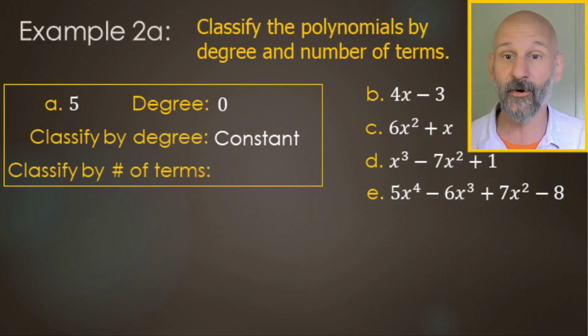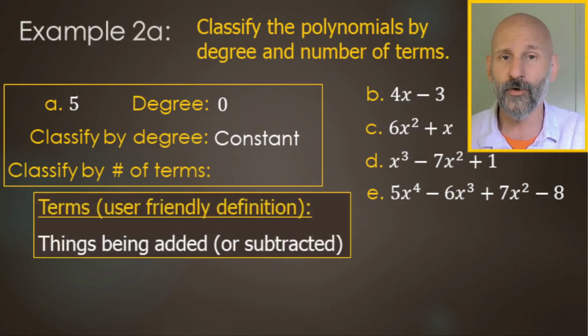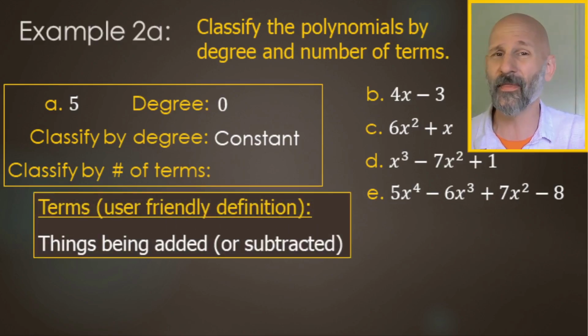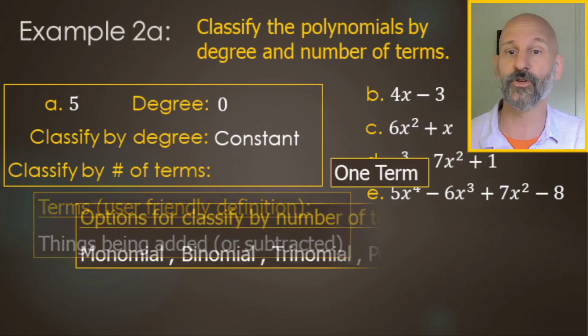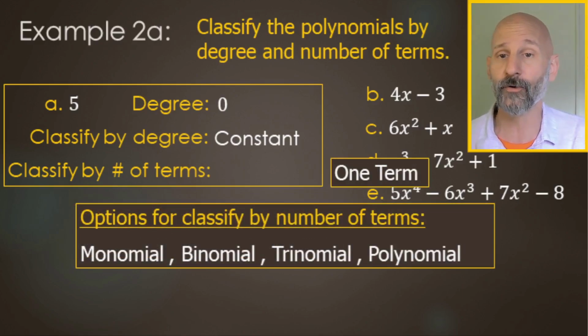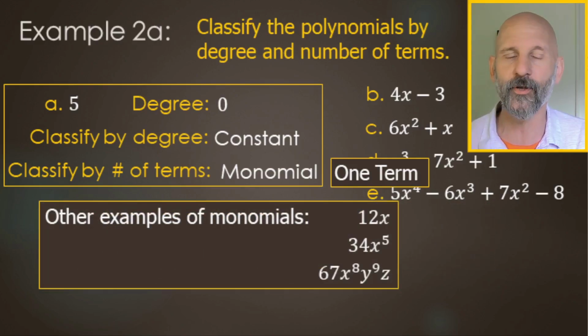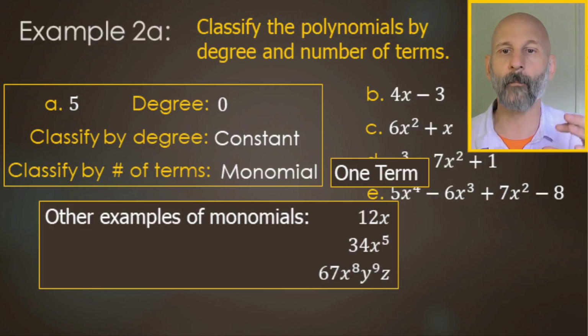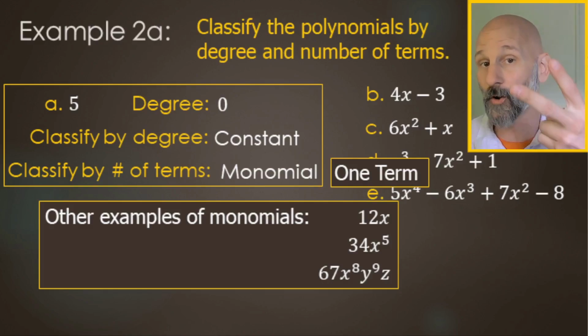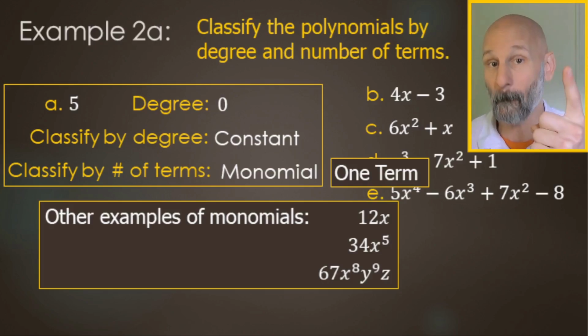Next up, classify by number of terms. In this case, there's only one term. So terms, the user-friendly definition is terms are things being added. So in this case here, you just have one, okay? So now our options are monomial, binomial, trinomial, and for anything bigger than trinomial, polynomial is just what we call it, okay? So in this case here, there's one term. It's called a monomial, okay? So other examples of monomials: 12x, 34x to the 5th, 67x to the 8th, y to the 9th, z. So those are monomials. Now, if you notice, there's no addition or subtraction. That's one term, that's a monomial, okay?